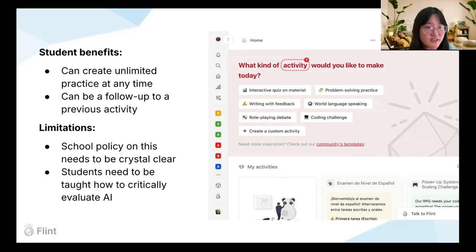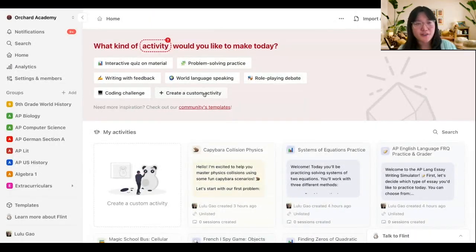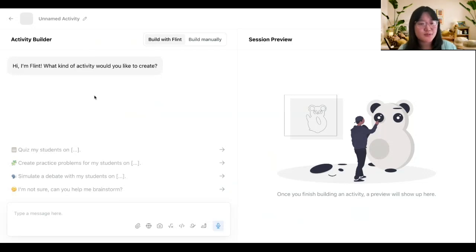So let me go back and start a new one. If I wanted to, as a student, create an activity, this could be a custom one, or they also have the option to use any of these shortcuts here. I could create a custom activity, and you can tell students to just share what it is that they need to practice or want to focus on with Flint here.